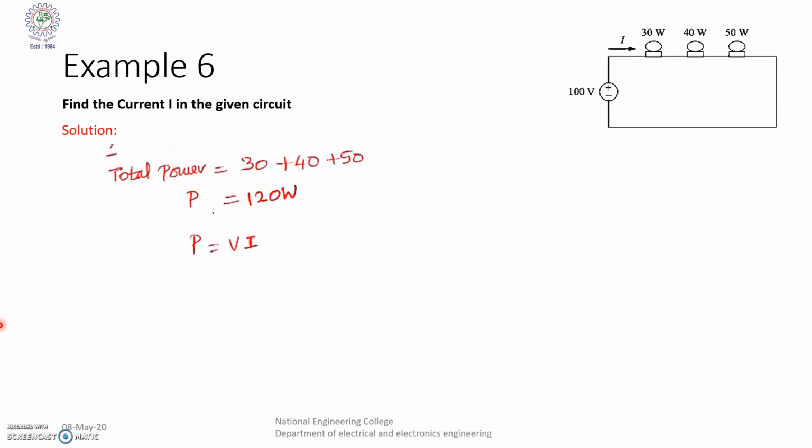So we know power is equal to voltage into current. So we know the voltage and we know the value of power. From this we can find the value of current I. So I is equal to P by V. So 120 by 100. The answer will be 1.2 ampere. So this is your answer.